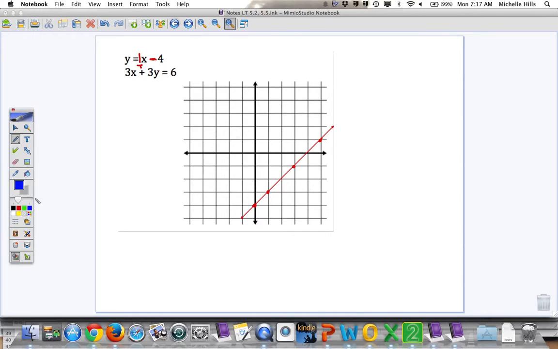Second line is in standard form. Well, if we substitute 0 for x, 3 times 0 is 0, and we get the equation 3y equals 6, divide both sides by 3, so y equals 2. So the point (0, 2) is on this line. If instead we substitute 0 for y, this part becomes 0, and I get the equation 3 times x equals 6, divide both sides by 3, and x equals 2. So the point (2, 0) is also on this line.